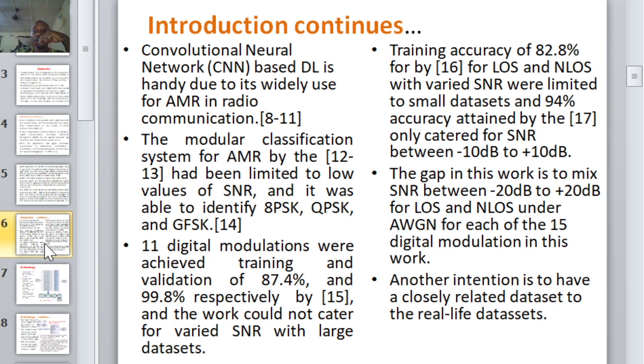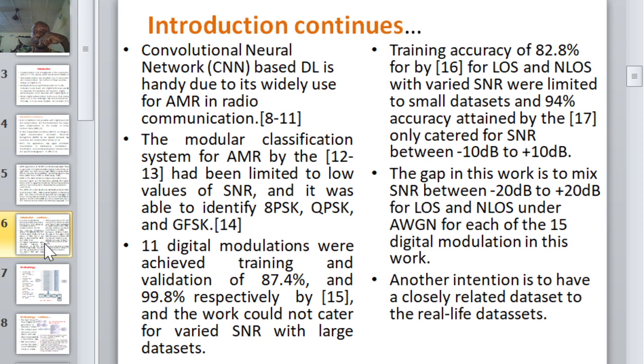We also encountered a paper with a training accuracy of 82.8% when the data were considered for both line of sight and non-line of sight, with varied signal-to-noise ratio, although very small data sets were considered. And of course, 97% and 94% accuracy was attained by one of the authors, with one indicator for signal-to-noise ratio between -10 decibel to +10 decibel.